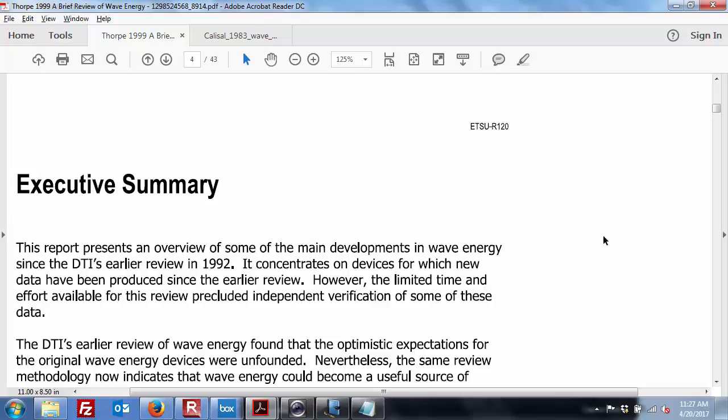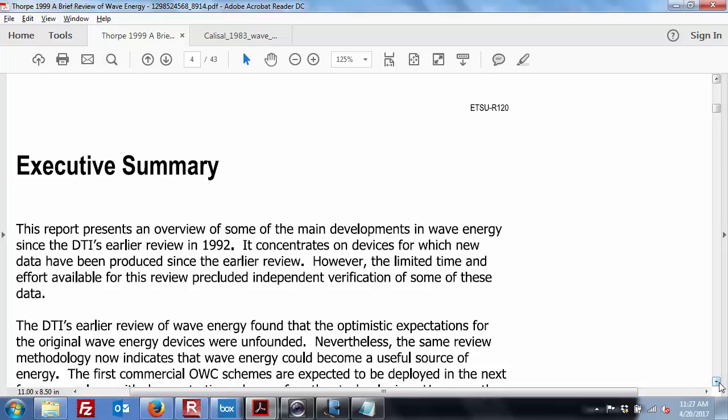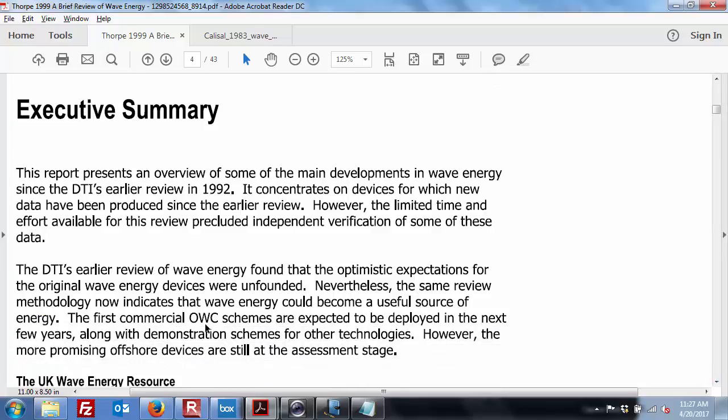In the ocean. Okay. So it concentrates on devices for which new data have been produced since the earlier review. So they're also looking at what technologies are coming online to make wave energy cheaper, more affordable, more sustainable, etcetera. First commercial. This is oscillating water columns that we were looking at before that were on that Stanford site.